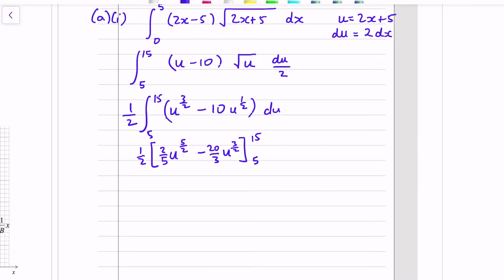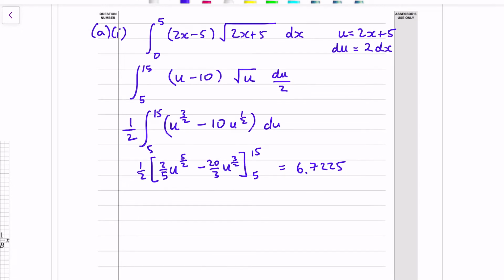Now that will give us an answer of 6.7225, and you can verify that. And of course, a graphics calculator will get that answer for you. You can just substitute the original problem in, but we must show the integration when solving it.